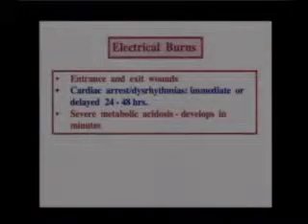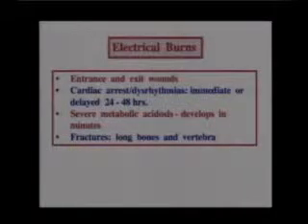Now, with an electric burn, we see a metabolic acidosis that can develop within minutes because of the severe damage to the muscles inside the body. Another big concern with electrical burns is fractures. And you think, why would you get a fracture with an electrical burn? That electricity causes the muscles to go into such sharp spasm that the spasm of the muscles can actually physically break the bones, so that we see fractures, particularly in the long bones and the vertebrae. One would not think about that unless you thought through the physiology of the electric burn.